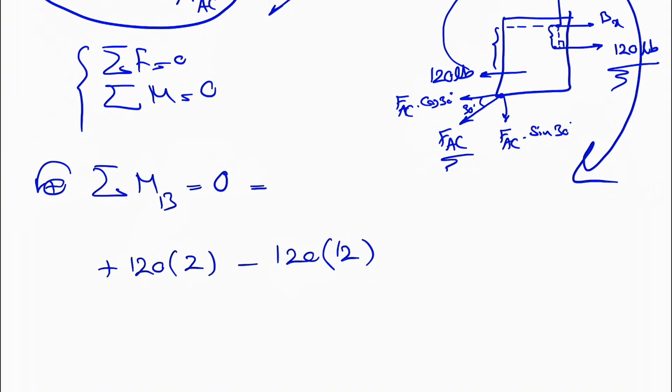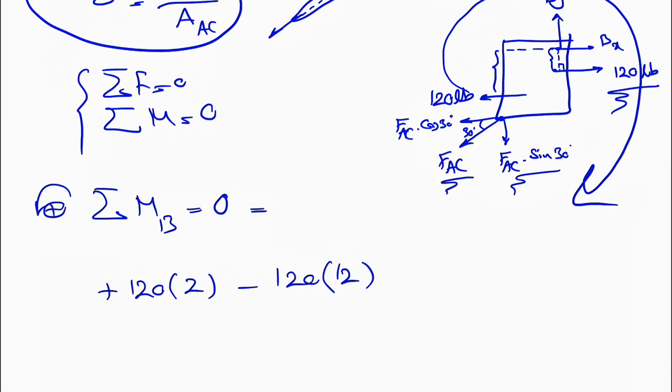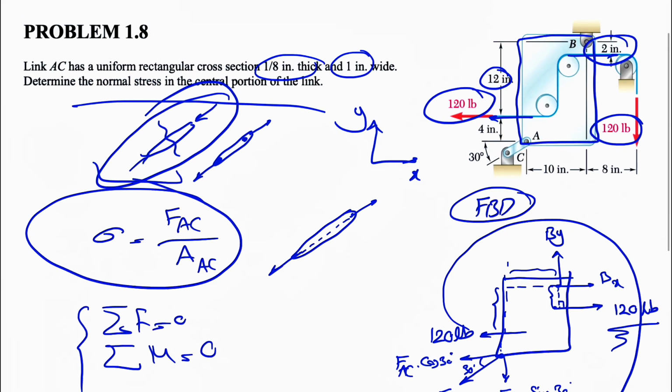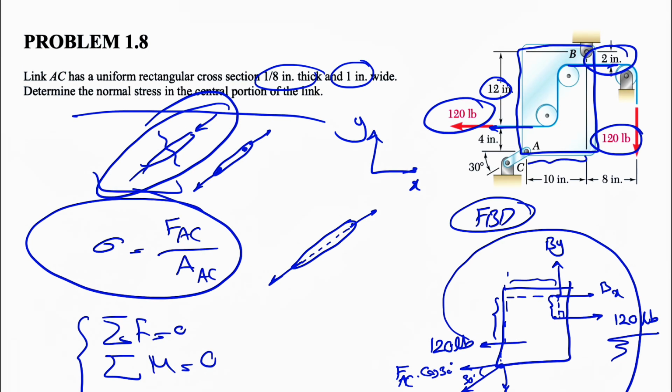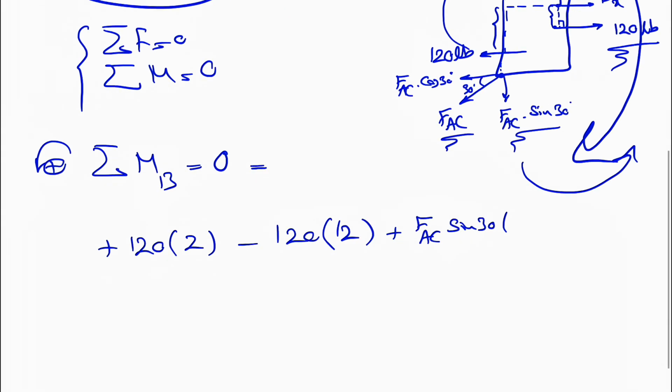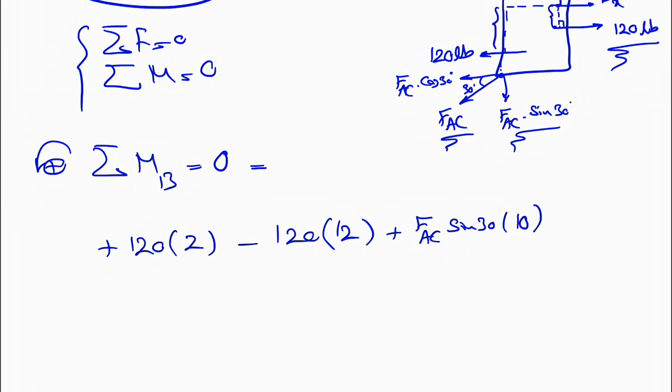And let's go to the FAC. So we have the moment of the Y component of FAC. As we can see, the moment is counterclockwise. So we have a positive sign, FAC times sine of 30, times the distance. The distance would be the vertical distance. This is the line of action, so it will be this distance. Let's get back to the question. So we're talking about this, which is 10. And I'm going to clean up the directions.